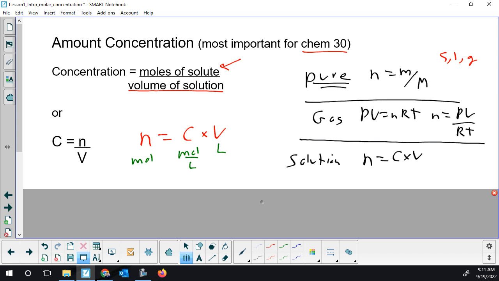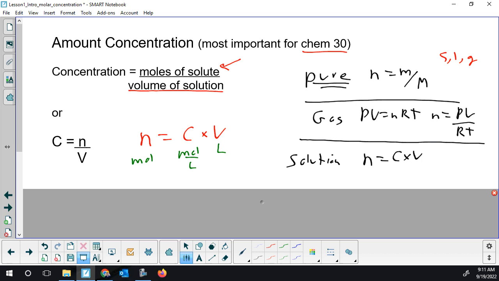It'll happen a little bit more in Chem 30. You might have a pure liquid. In Chemistry 30, we will burn pure methanol or pure ethanol. It will be a pure liquid, so you can't use the solution formula. We can actually weigh the pure liquid, and we'll do the top pure method.